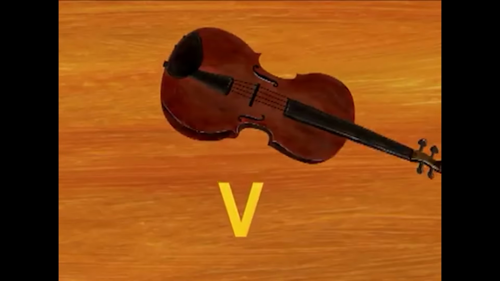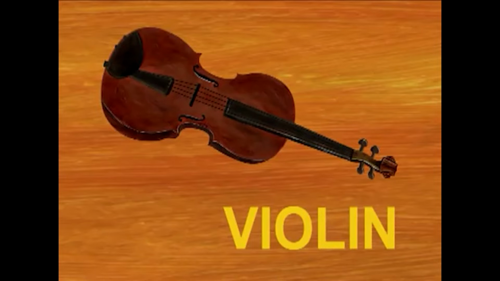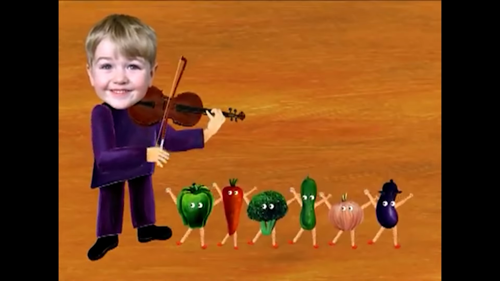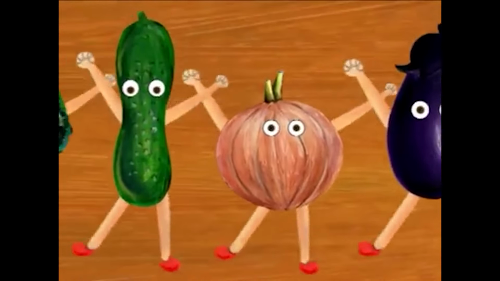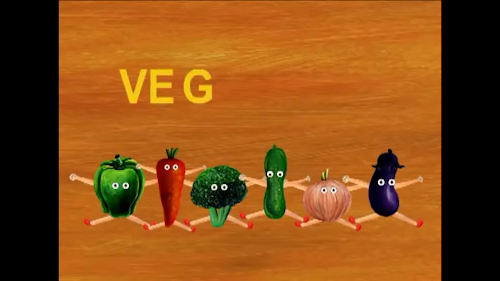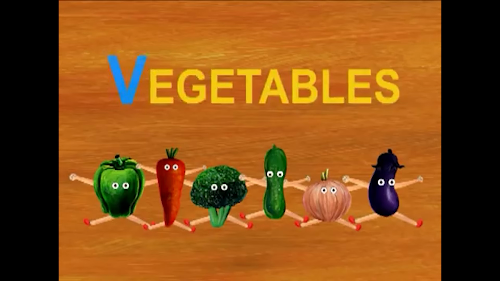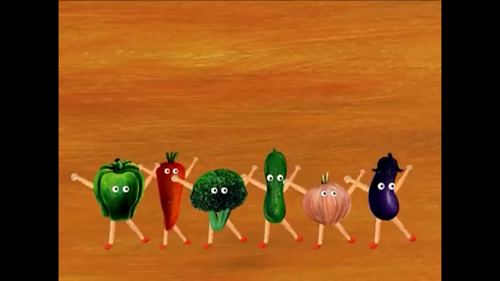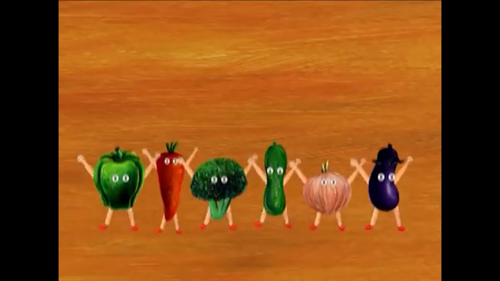The next letter is V. V is for violin. Who's playing the violin? It's me. I am playing the violin. Wow, who are these dancers? They are vegetables. Vegetables starts with V. Wow, they're dancing again. Vegetables are great dancers.